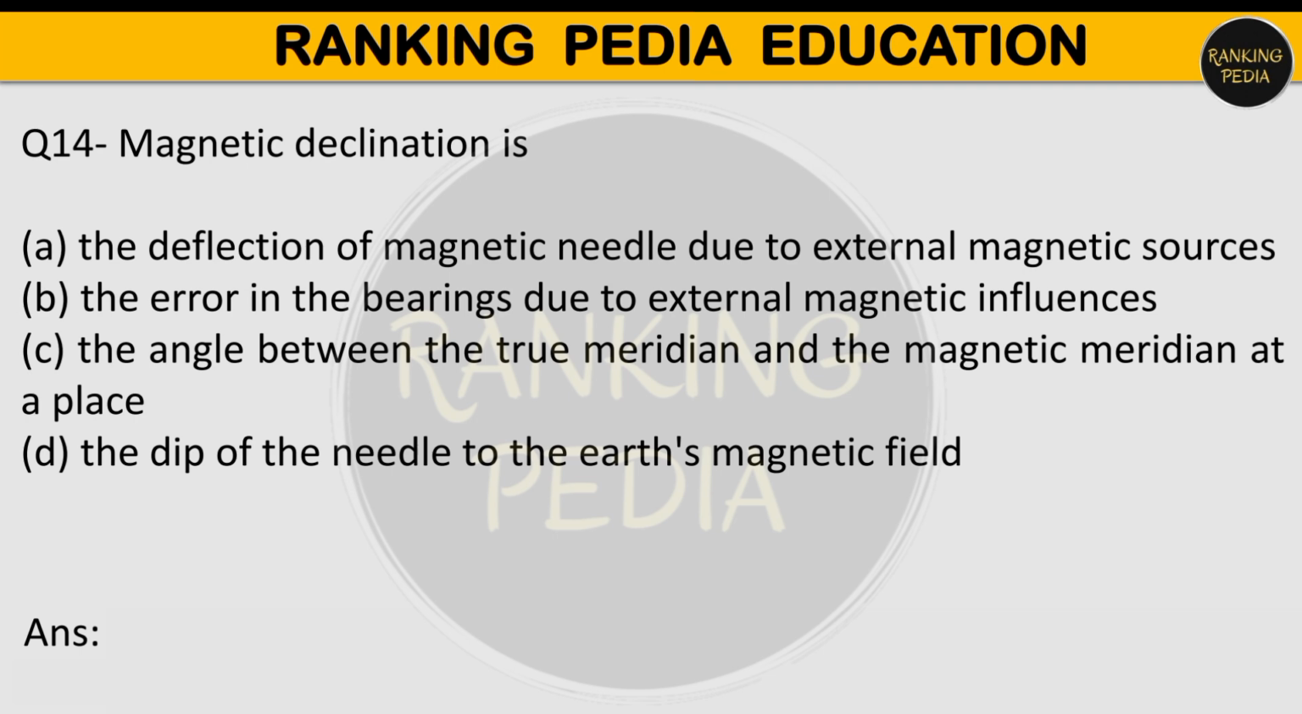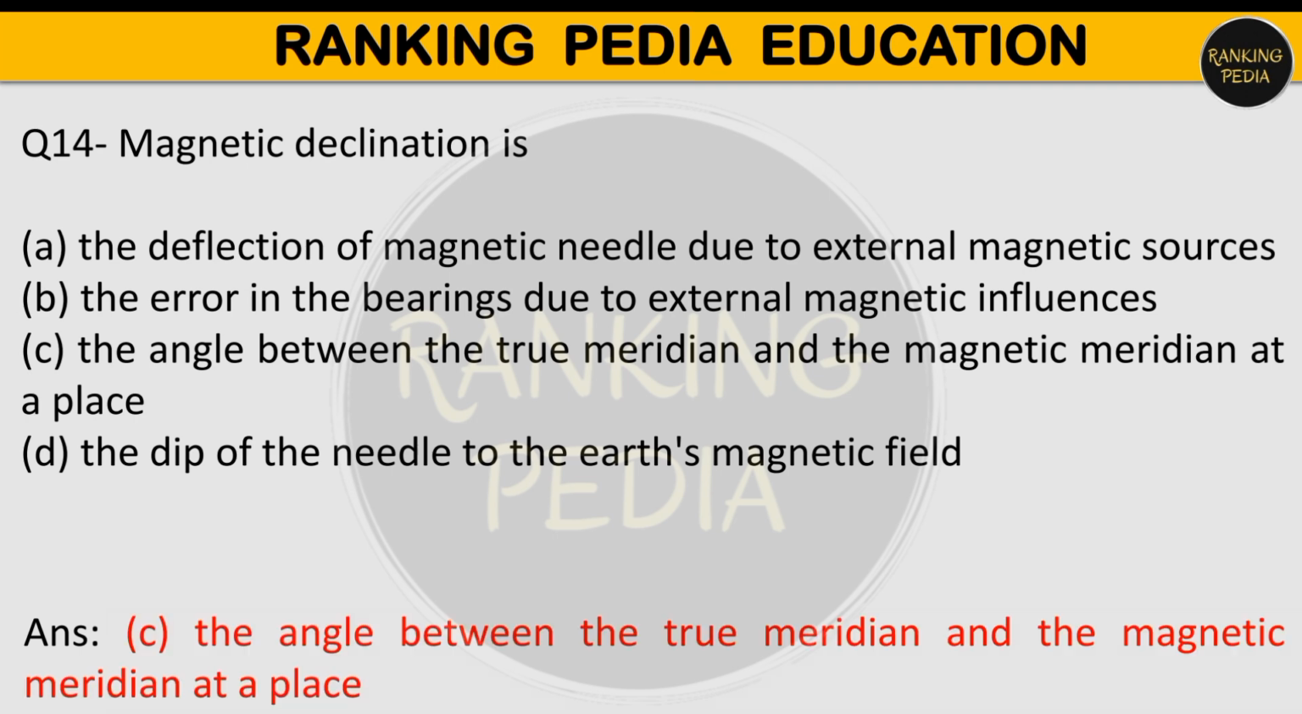So magnetic declination is the horizontal angle between your magnetic meridian and your true meridian. Okay, so which one is the correct? The angle between the true meridian and magnetic meridian at a place. Option number C is correct.